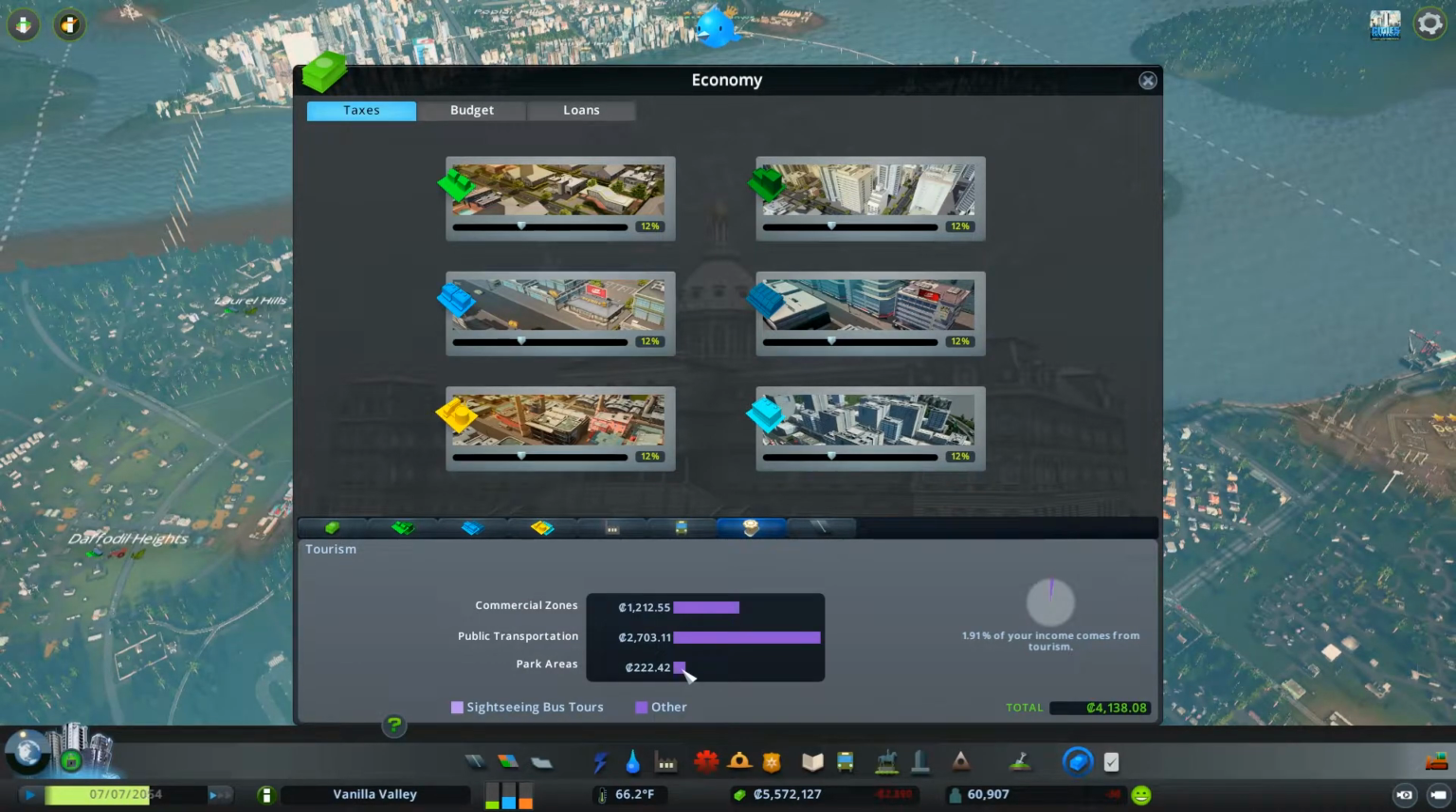Currently in the city. If we had more, this number might be a little bit higher. But you also can see sightseeing, bus tours, and other things like that. Not a lot of our income comes from tourism. That's kind of the nature of the game. That's pretty much always been that way as well.